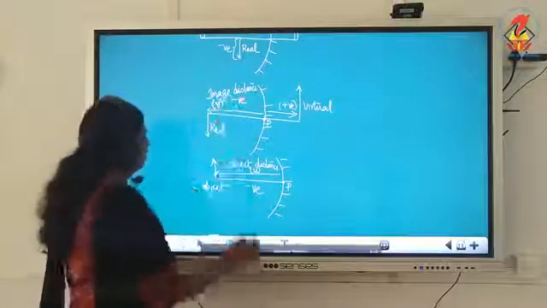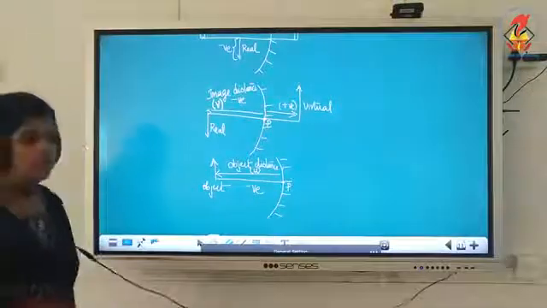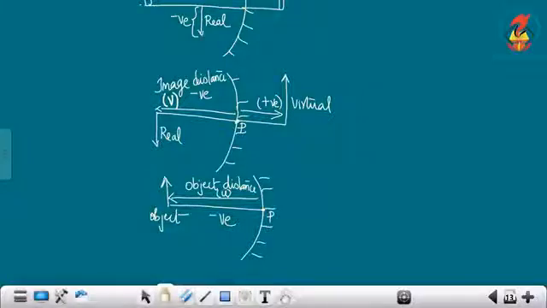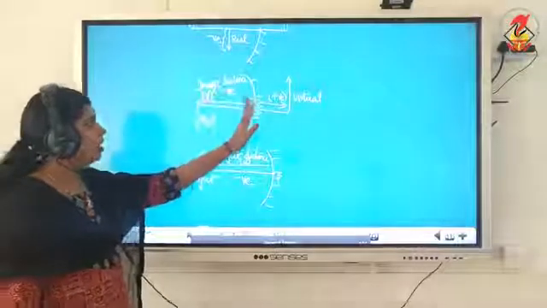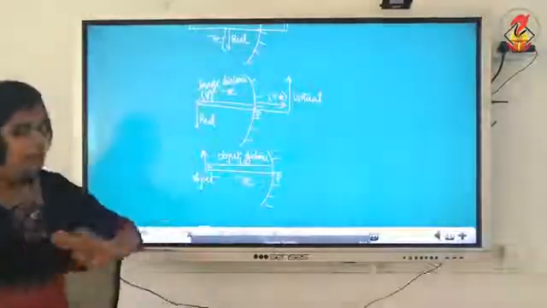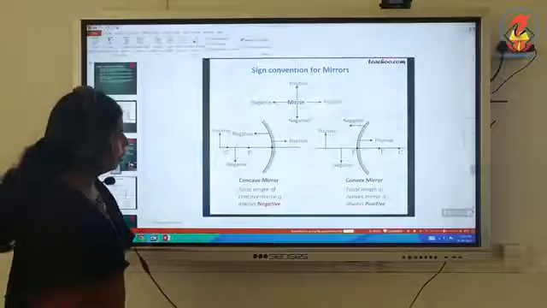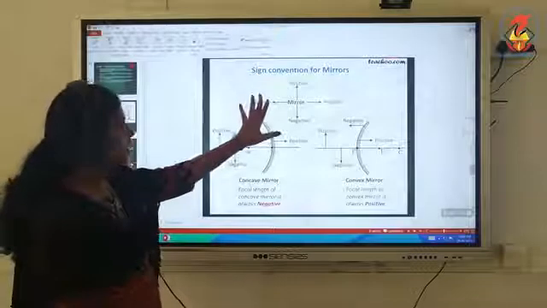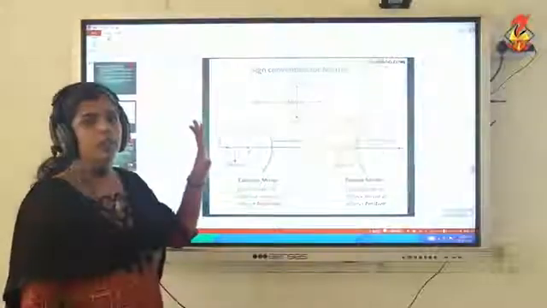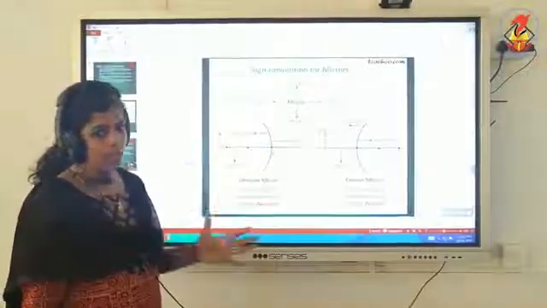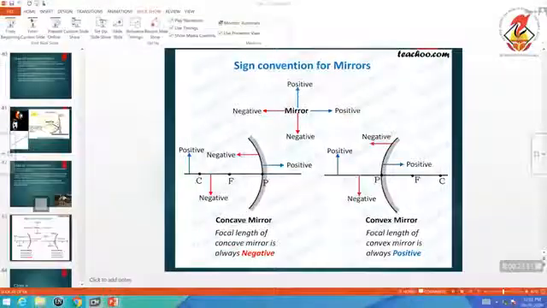Then image distance, we will use V to represent image distance. In case of real image, it's negative. In case of virtual image, it is positive. Okay. So, it's a sign convention for mirrors. That is given in your textbook, page number 168.